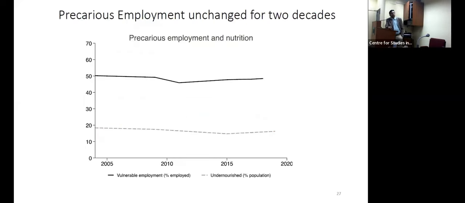Also, this is a graph I showed yesterday, so for now you can ignore the dashed one, which was with the other series. But this is basically the precarious employment category that the ILO collects. And once again, we are showing it from 2005 to just before 2020. And you can see that that category has not changed much.